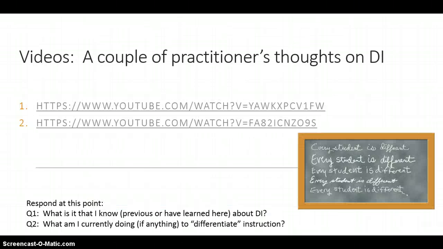So as we look at this, what is it now that you know about differentiated instruction? Take a moment just to think about this. And then, what can you do to differentiate the instruction in your classroom or in your future classroom?